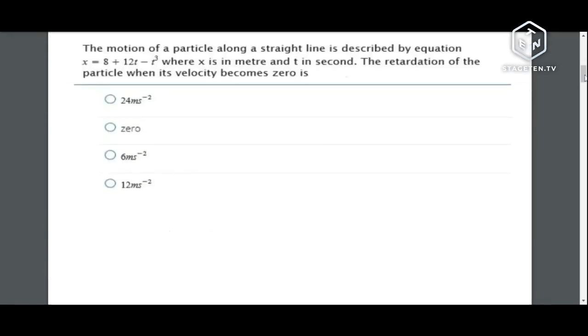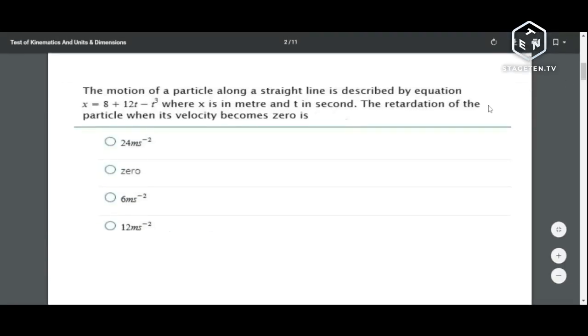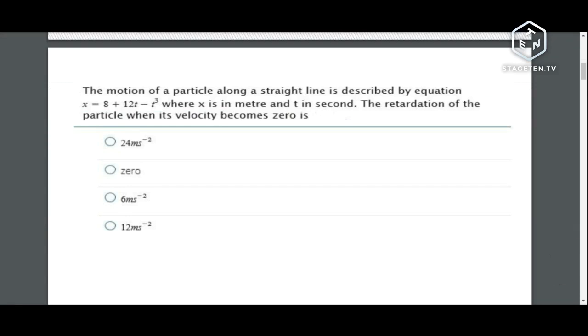is here. The first question says that the motion of a particle along a straight line is described by the equation x equal to a plus 12t minus t cube, where x is in meter and t in second. The retardation of the particle when its velocity becomes zero is. So can you please write down the answer on the live chat?